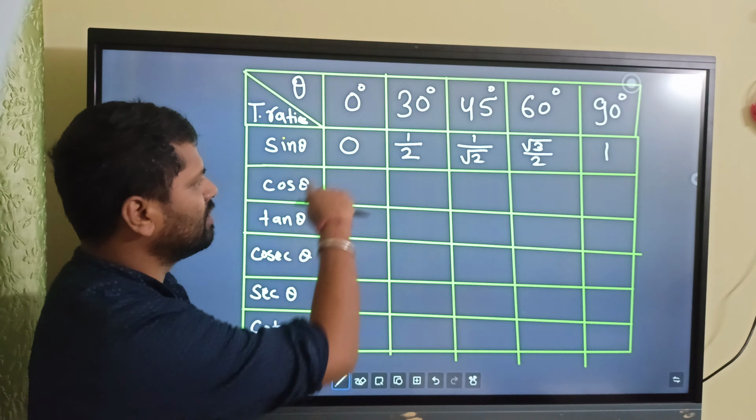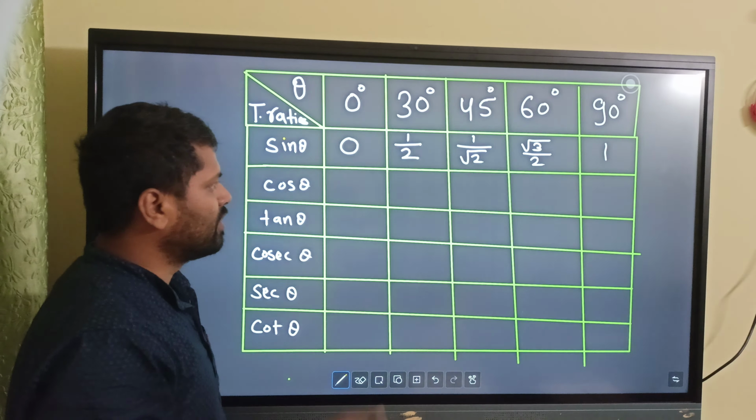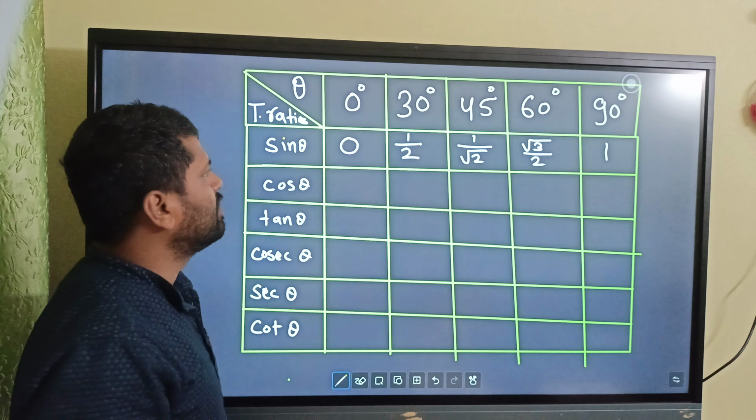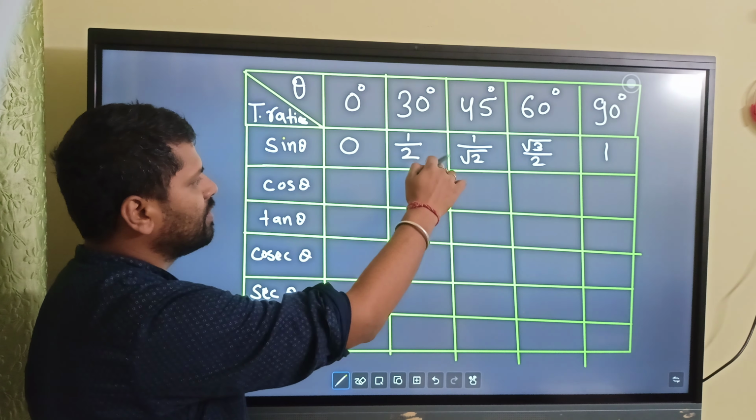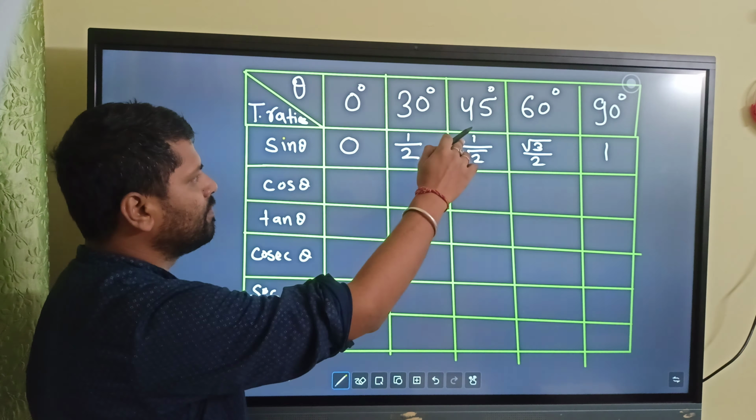So you have to mug up this, but it's not really to mug up because yesterday I gave you the derivation. So if you know sine 0 is 0, sine 30 is 1 by 2, sine 45 is 1 by root 2, sine 60 is root 3 by 2, sine 90 is 1. So cos 0, when you write cos 0, write from this side. The reason I'll tell you later.